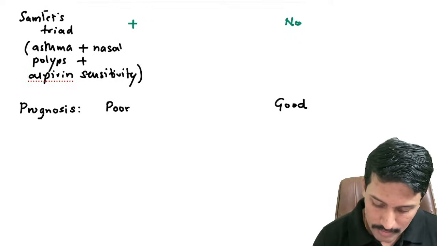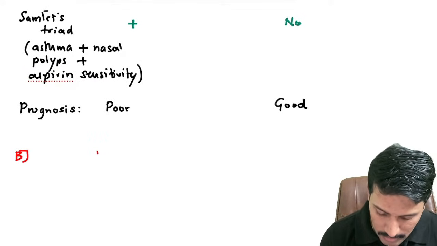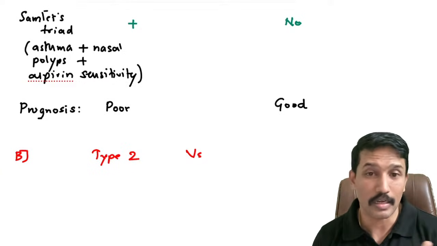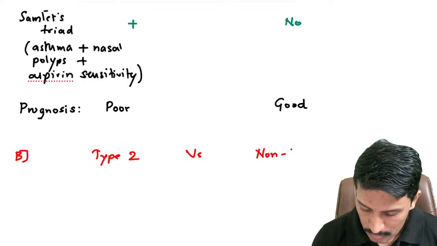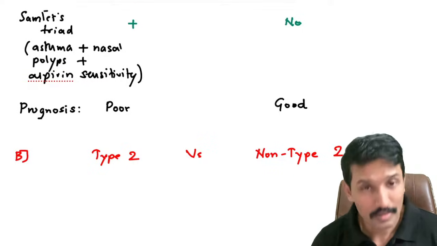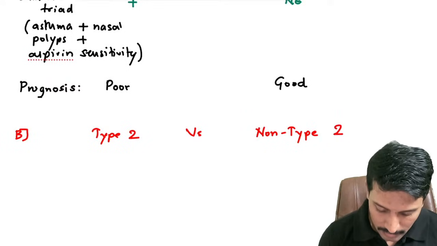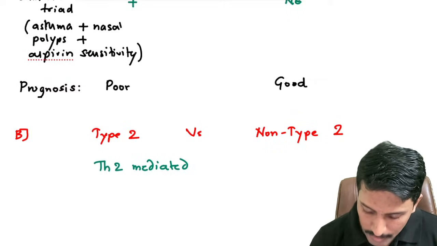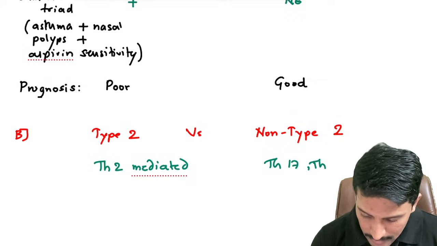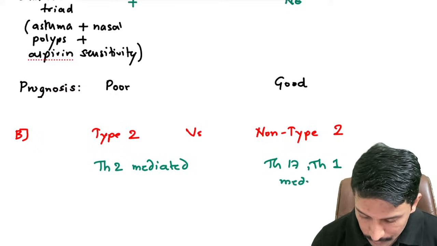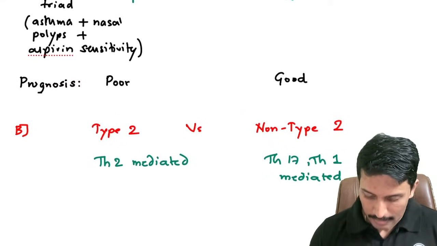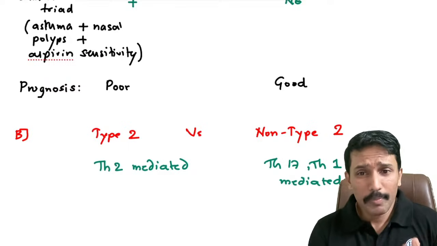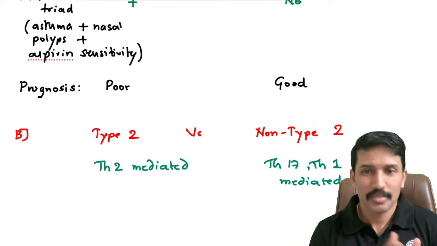There is another way of classifying asthma, and that is type 2 versus non-type 2. The basis for this is which type of helper T cells are involved in the pathogenesis. So the type 2 is Th2 mediated, and the non-type 2 is Th17 and Th1 mediated. And why is this important? This is important because the inflammatory cytokines that are involved in causing the airway damage differ between the two types.